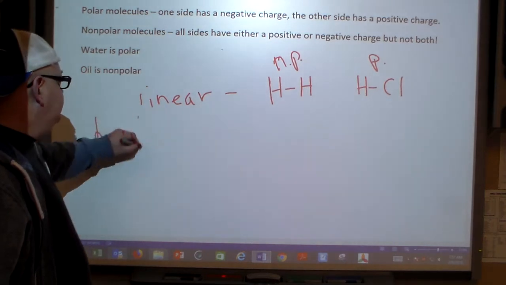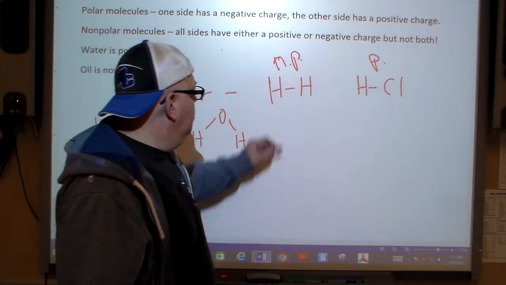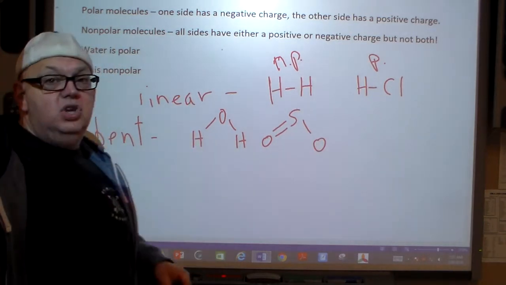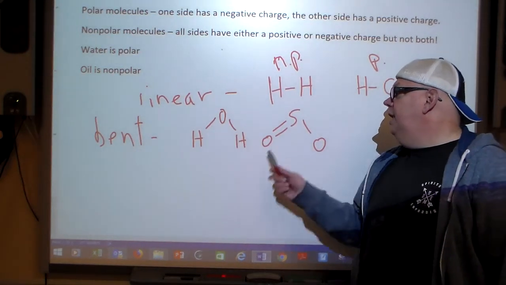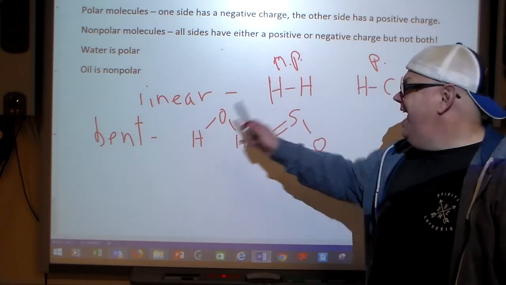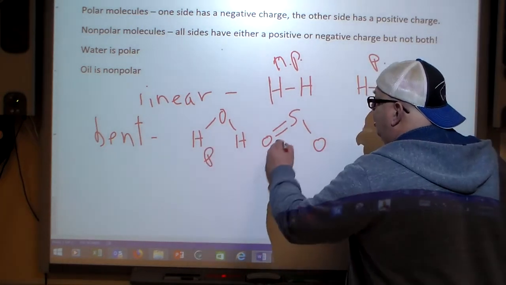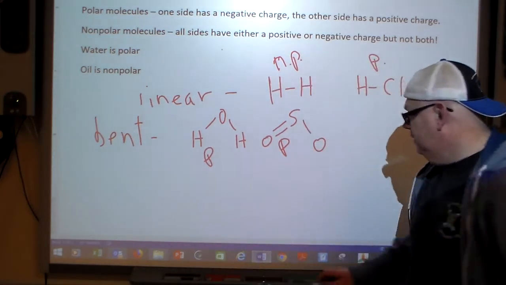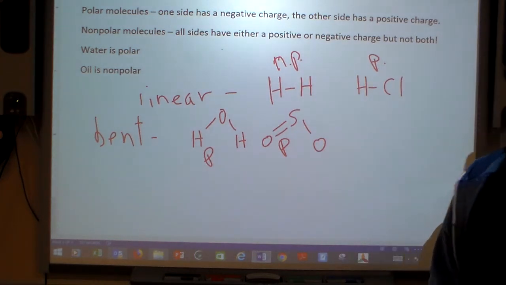Now, if it's bent, like water, or maybe SO2, okay? Those, ladies and gentlemen, are polar because you have a negative side here, and here you're going to have a negative side and a positive side here. So they're asymmetrical. So when it's bent, it's always polar. Okay? All right. I'm going to give you guys a few seconds to go ahead and write that down. If you want me to pause it, let me know.